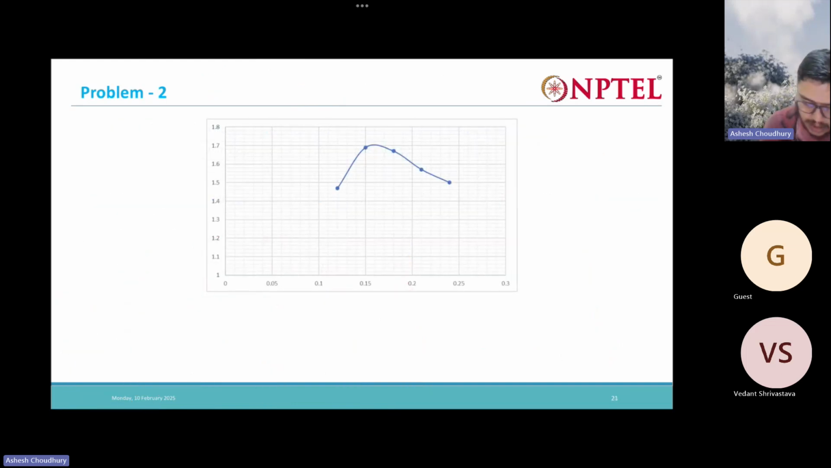Okay, on this side is the water content, and on this side we have the densities. So from here you can get the maximum dry density, approximately like this. This is our optimum moisture content, and this is the maximum dry density. After plotting, you can get it like this.